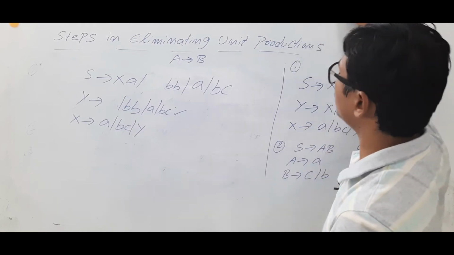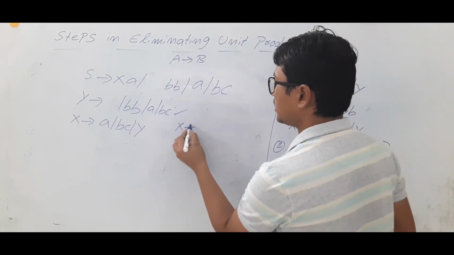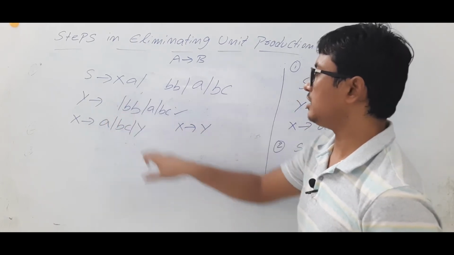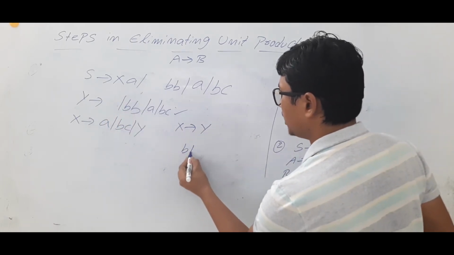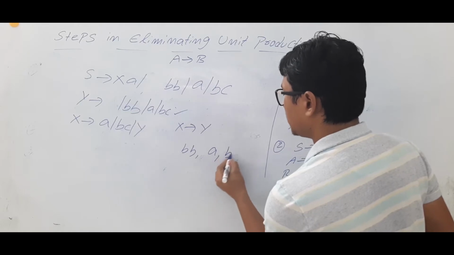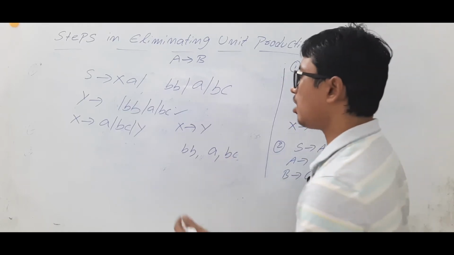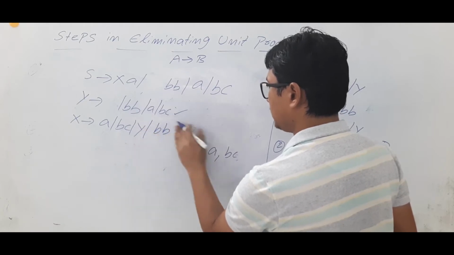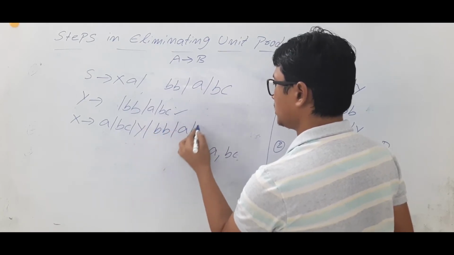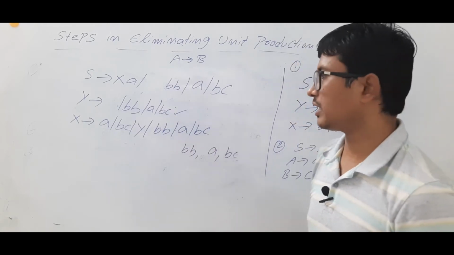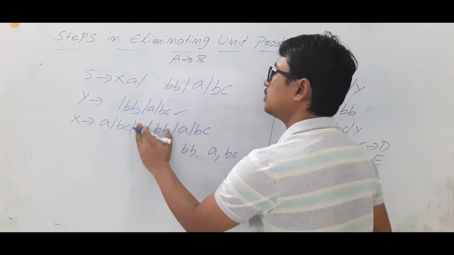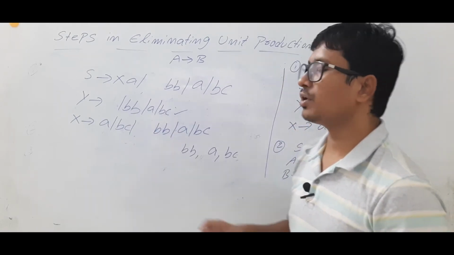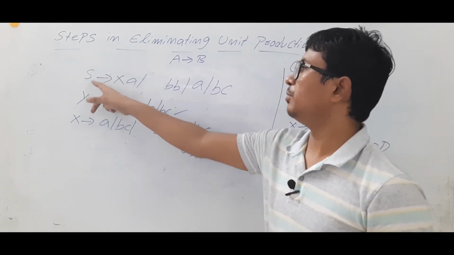Now you have a third unit production, X determines Y. Okay, now if you see that Y is able to determine BB, A and BC. So you add all of them as BB, A, BC. So these are the three productions you are getting if you remove it. Then you remove this X determines Y. So we have removed all the three unit productions belonging to this grammar.